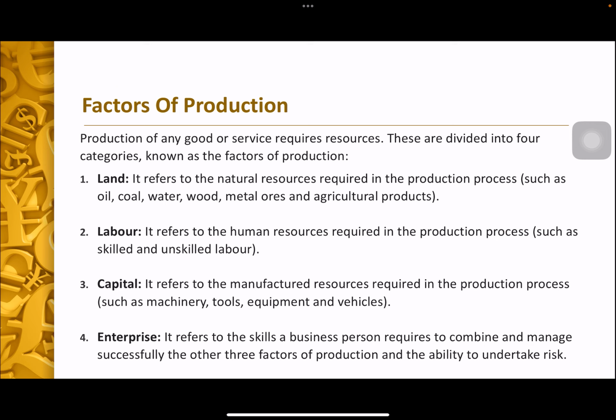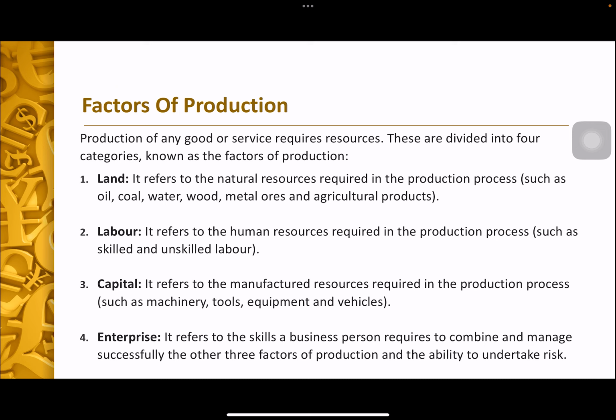For land we get rent, for labor we get wages or salaries, for capital we earn interest. The motivation for the entrepreneur is the profit that he gets by selling those goods or services.